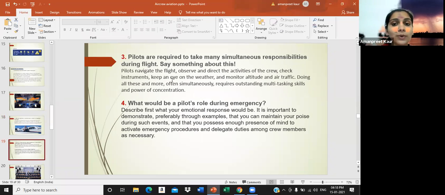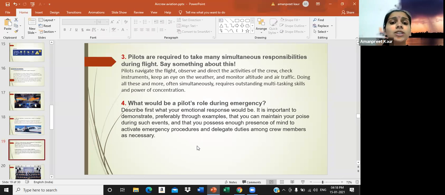Next, pilots are required to take many simultaneous responsibilities during flight. Say something about this. The answer could be like, pilots navigate the flight, observe and direct the activities of the crew, check instruments, keep an eye on the weather, and monitor altitude and air traffic. Doing all these and more, often simultaneously, requires outstanding multitasking skills and power of concentration. So in this question, we have to explain in a very short and precise manner all the duties which a pilot performs during the journey or during the flight.